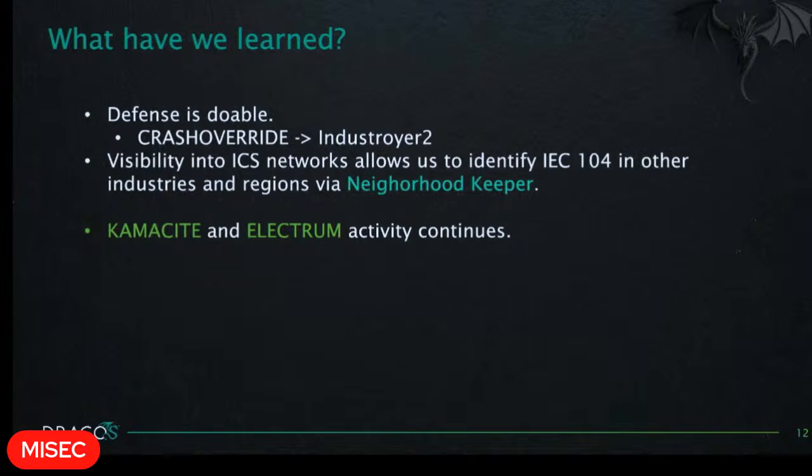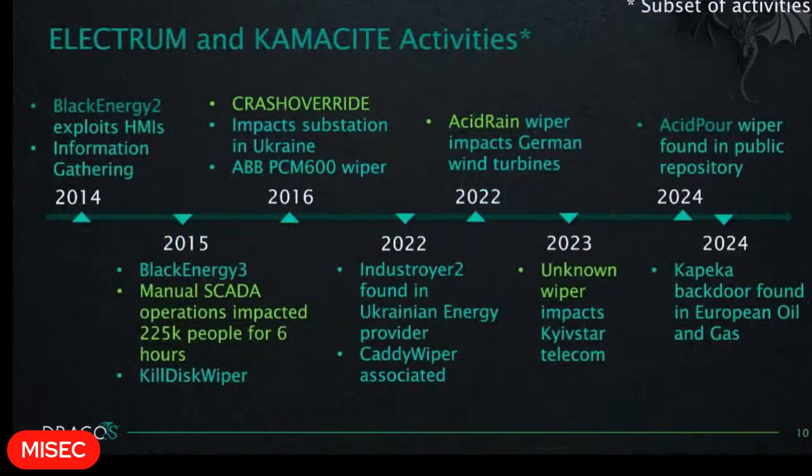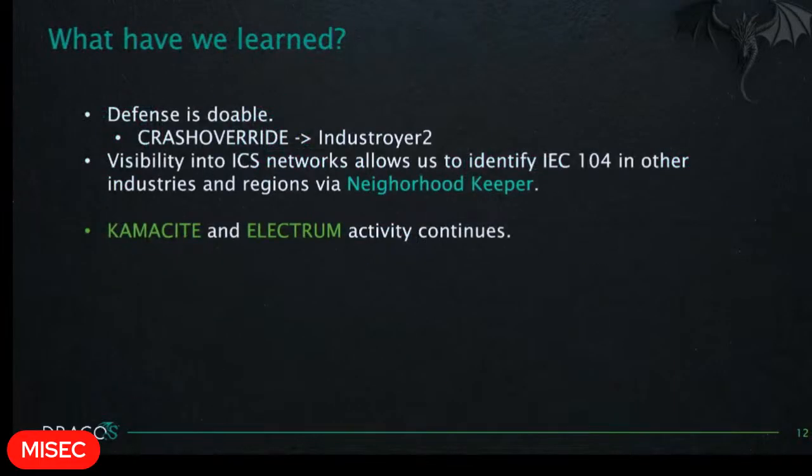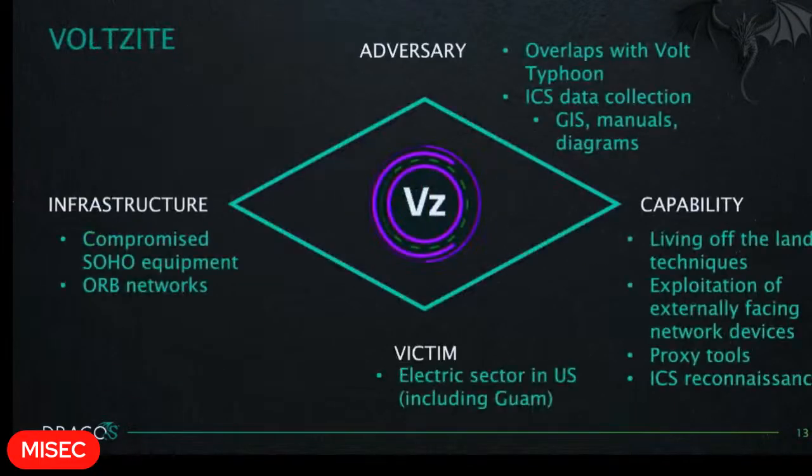So we can use Neighborhood Keeper to see, we don't know who the customers are, but we can see what region they are, what industries they are. We found IEC 104 is used a lot more than just Europe. So it's pretty cool to learn. Visibility is key. Let me go back for a second. So they started all this work back in 2014. 10 years later, they're still pretty active. So they're still continuing, and they're still considered a threat to industrial control systems.